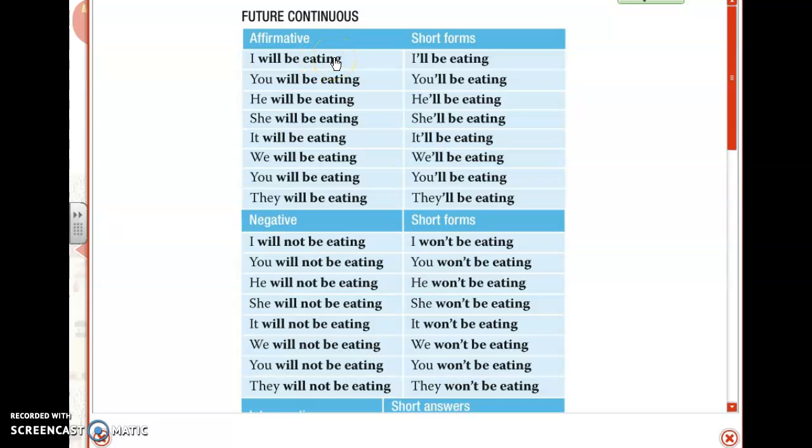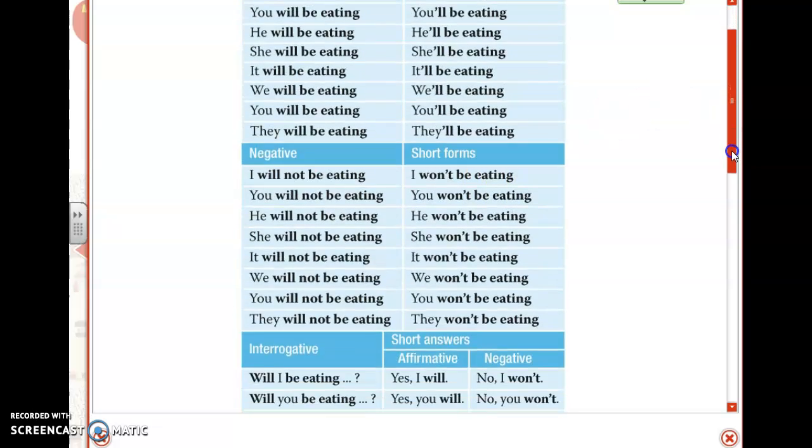Affirmative form, you can make it short like this. Negative form only by adding not in this position. You can abbreviate it like this. Please note, you don't pronounce this won't. That is W-O-N-T, won't. You have three sounds, won't be eating.